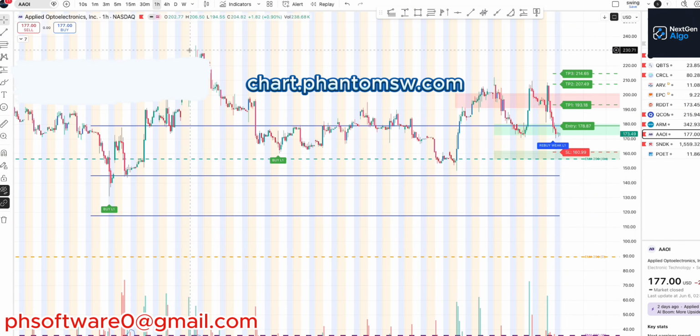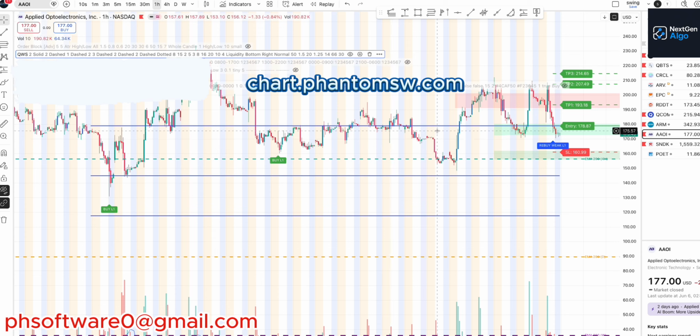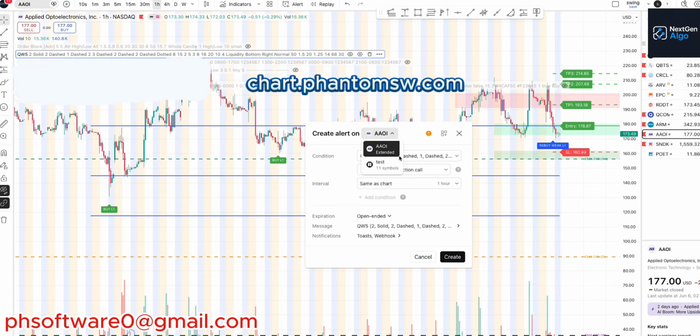You can create alerts for any stock using the indicator. Whenever a stock reaches a buy level, the indicator will send you a buy notification. You can also create alerts for an entire watch list instead of monitoring just a single stock.